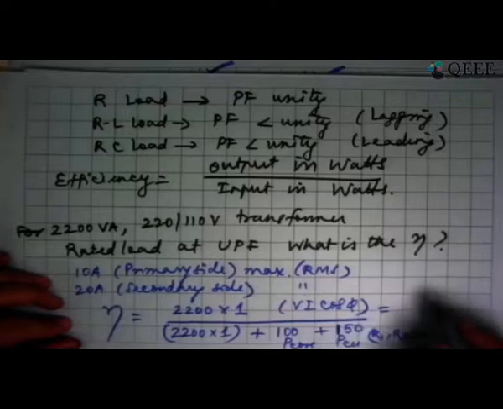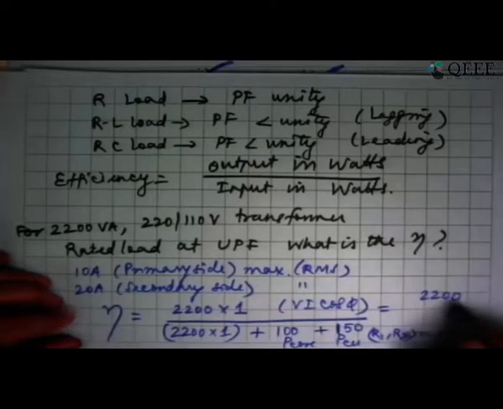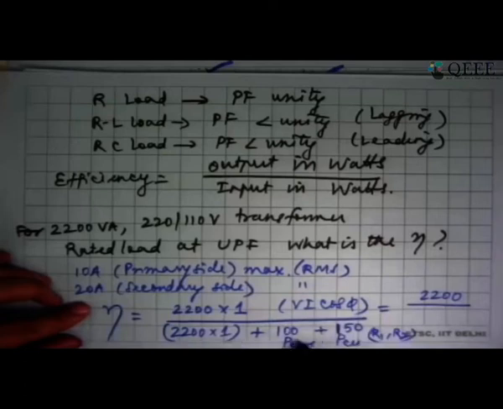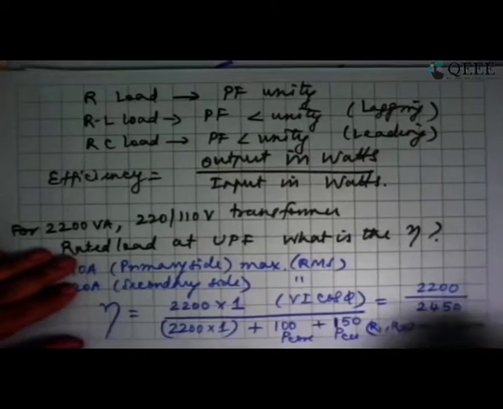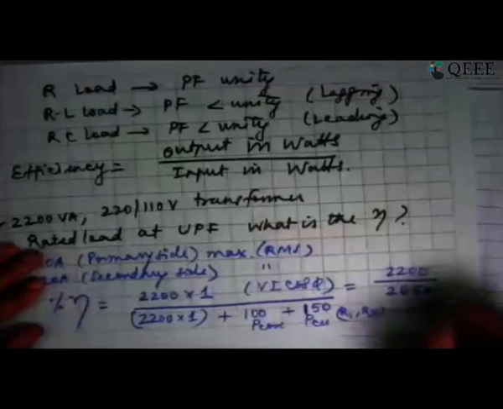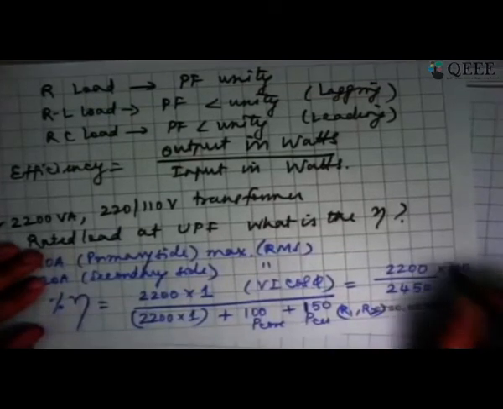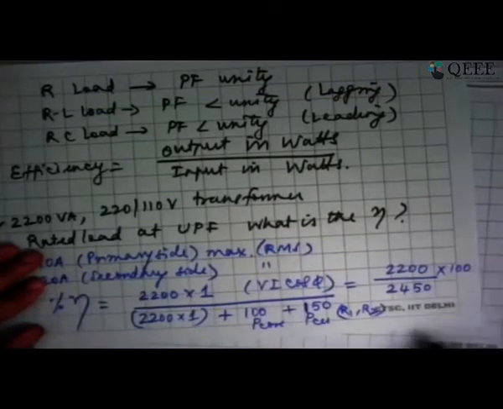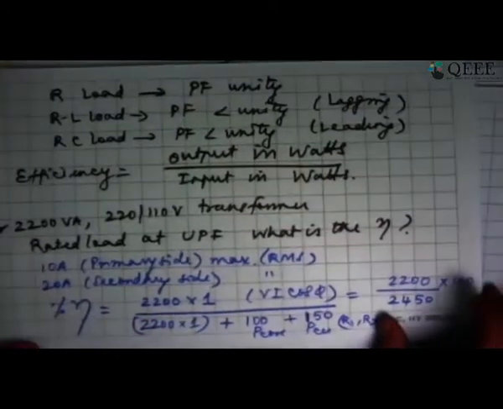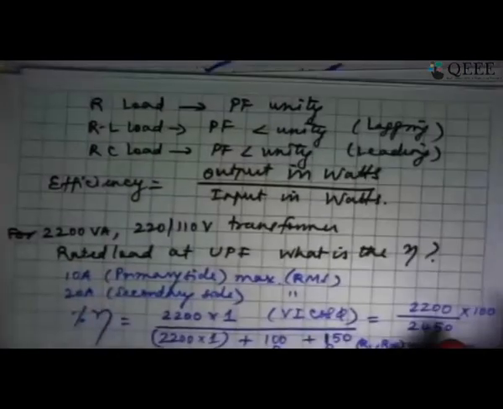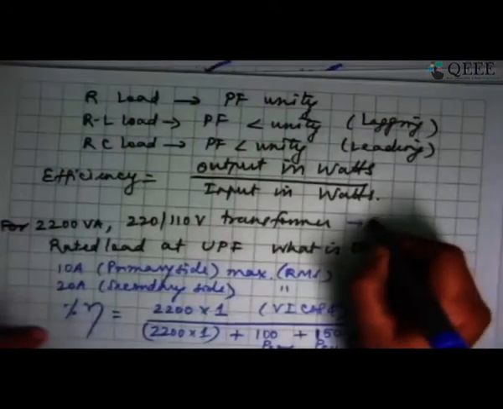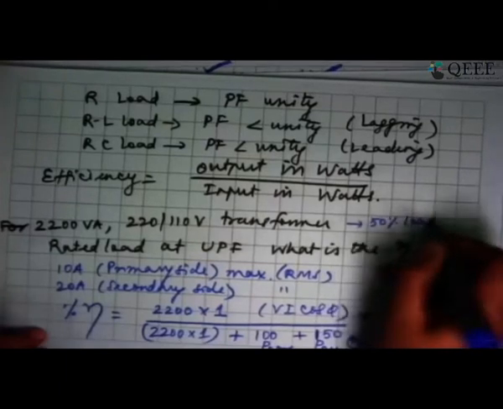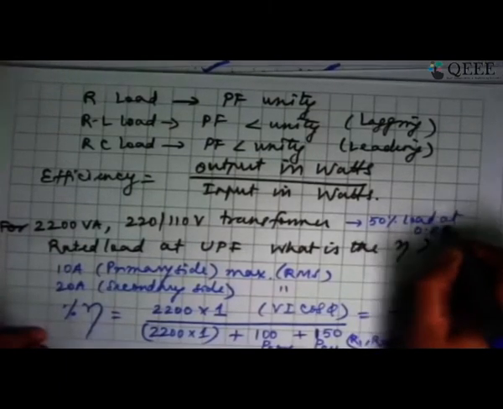So here I can calculate this as 2200 divided by 2200 plus 100 plus 150. So this is 2450. If I want it in terms of percentage, I have to multiply this by 100, so I will get this as a percentage efficiency. So this is how you calculate the efficiency of a transformer. I would request you to calculate the efficiency of the transformer when it is delivering 50% load at 0.8 power factor.